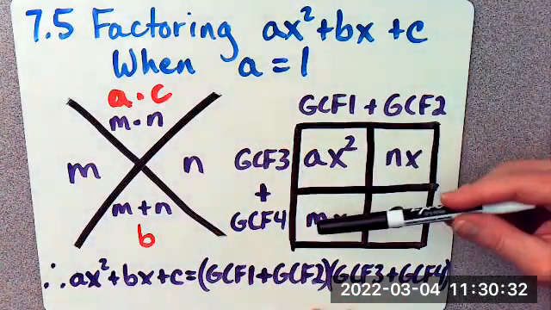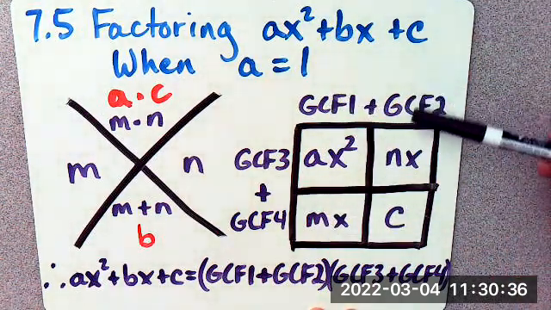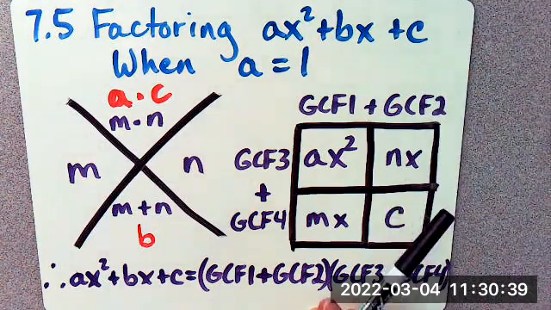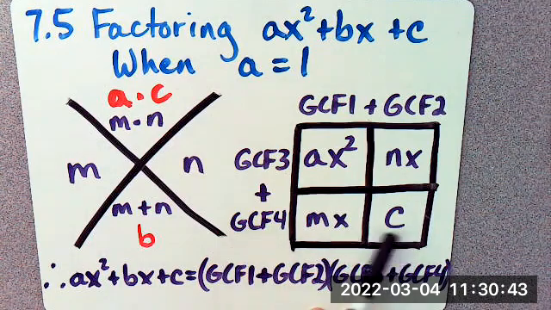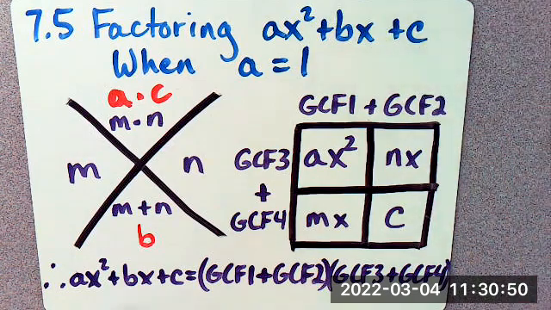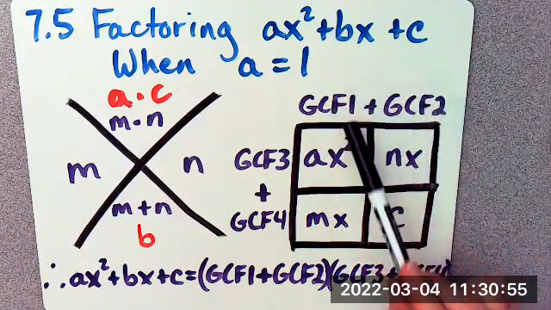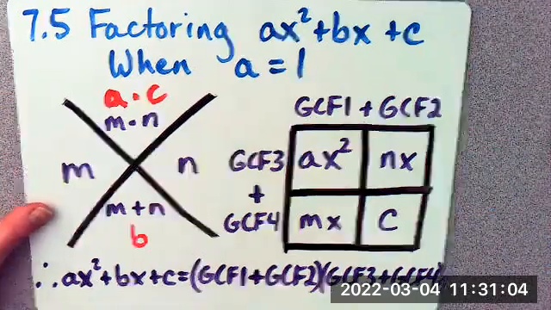Then we look for a greatest common factor for this column, a greatest common factor for this column, a greatest common factor for this row, and a greatest common factor for this row. And then when we want to factor ax squared plus bx plus c, we can do so by saying that it's equal to the sum of these greatest common factors times the sum of these greatest common factors. So let's try this out.